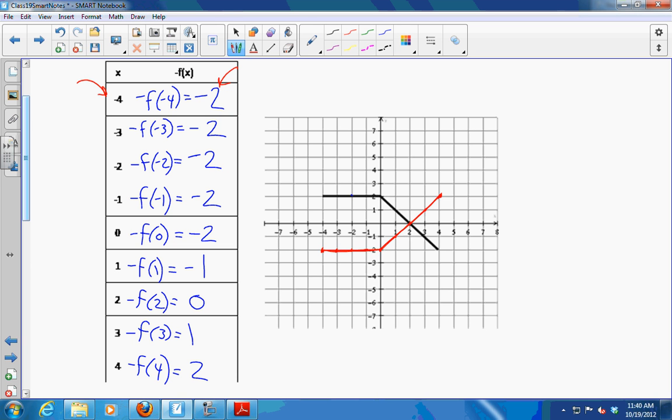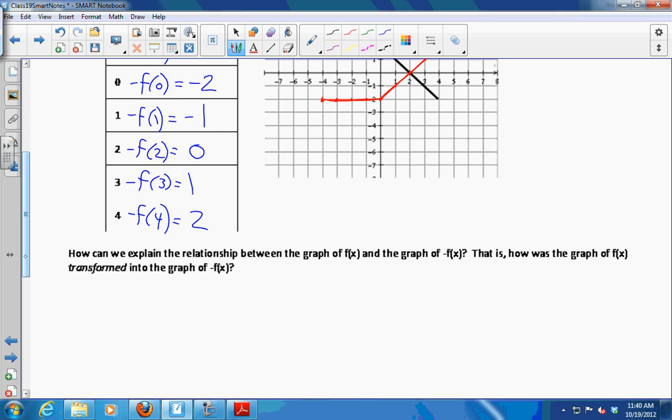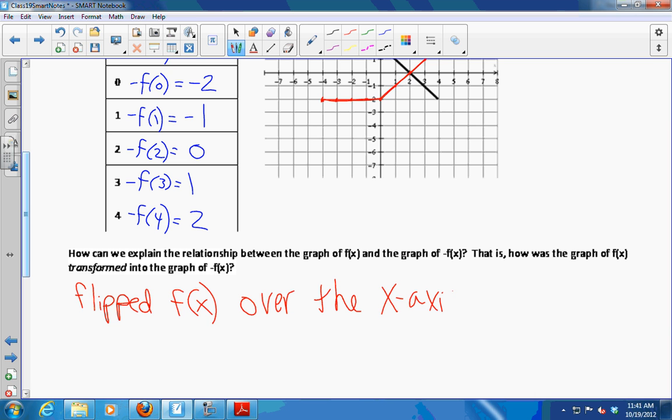And how would you describe the transformation? How did I change f of x into negative f of x? Flipped it. I flipped it over the x-axis. Flipped f of x over the x-axis to get negative f of x.